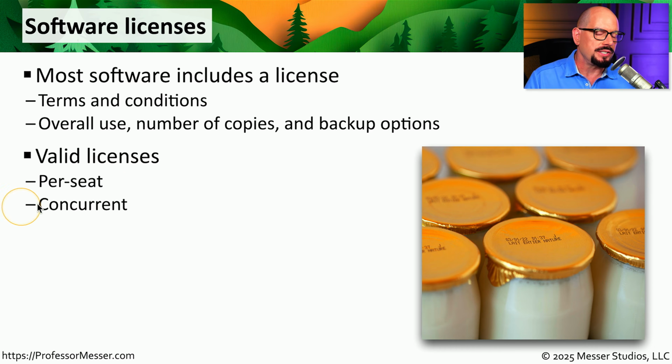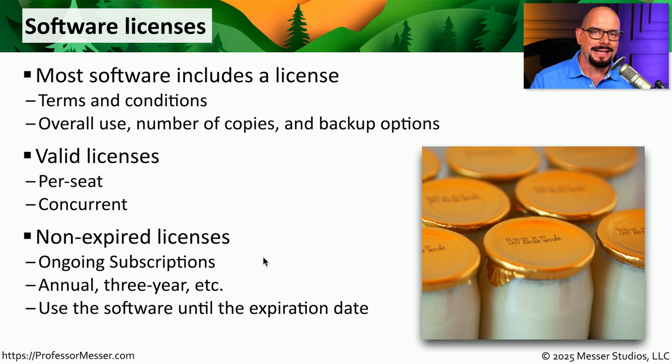Some software is licensed as a concurrent license, which determines how many people can use this software concurrently. So if there's 20 people in your organization that need to use this license, but only 10 of those people will be using it at any particular time, then you only need 10 concurrent licenses.